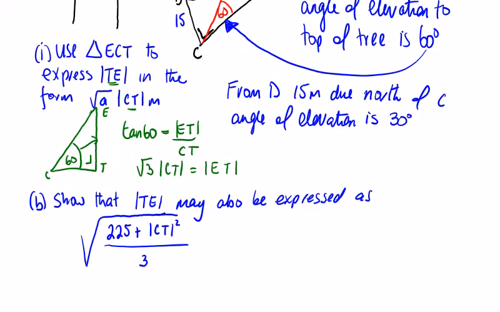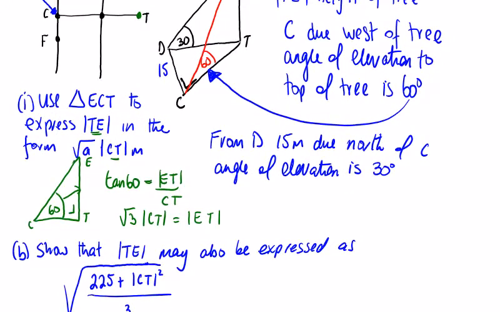So root 3 times CT is equal to ET. In the next part, you're asked to show that TE may also be expressed as the square root of 225 plus CT squared over 3, or the square root of all that. So let's jump back up.